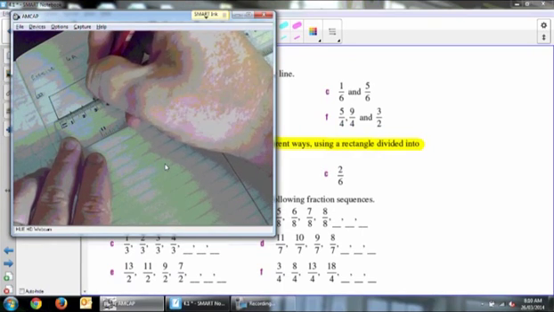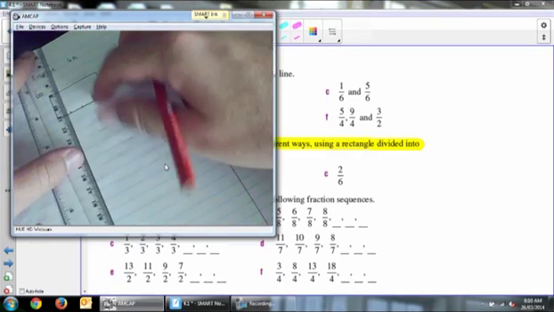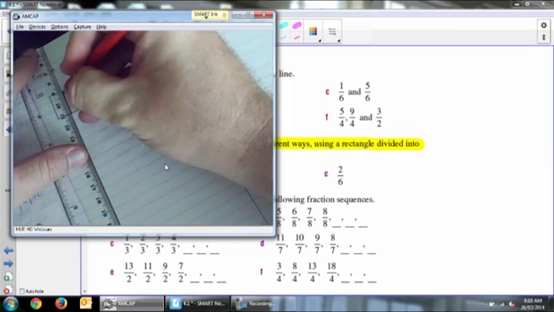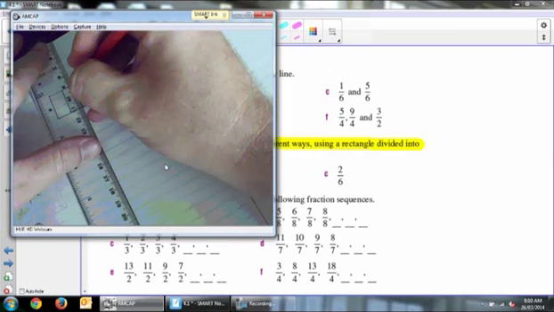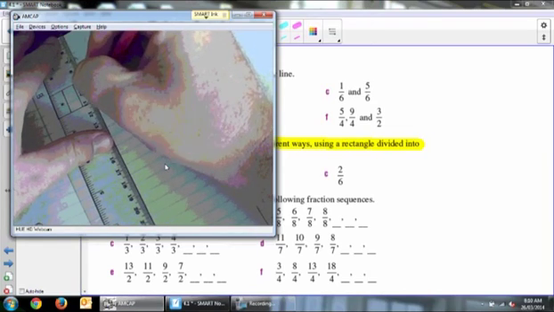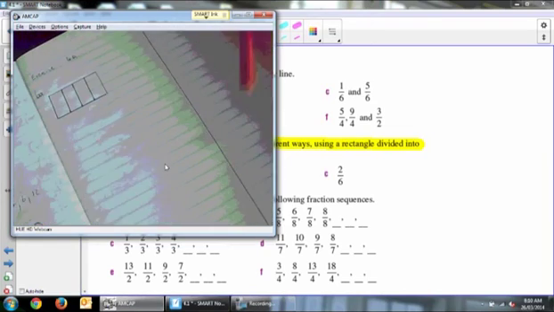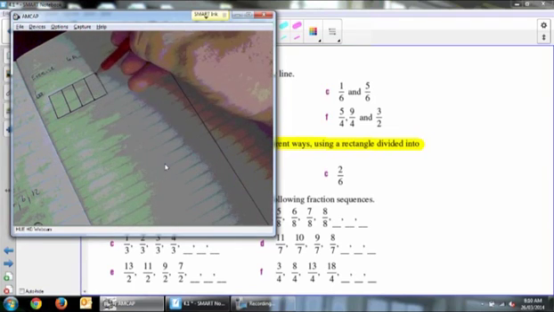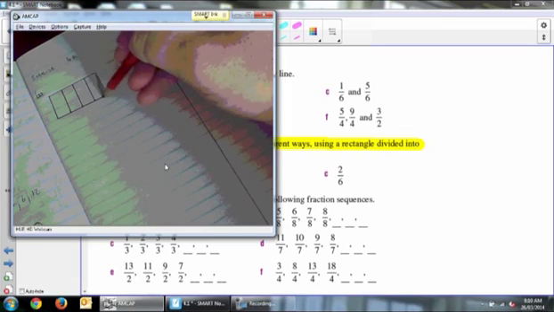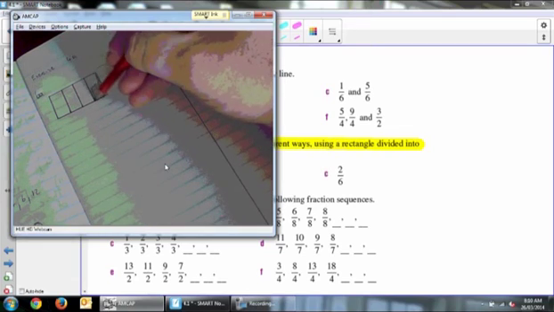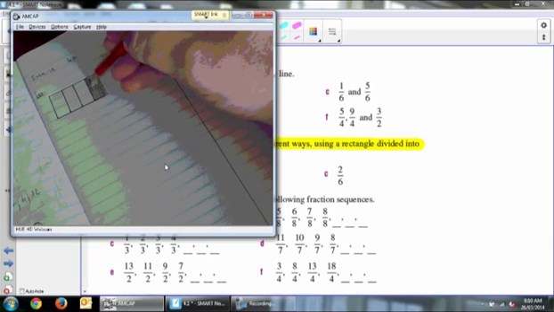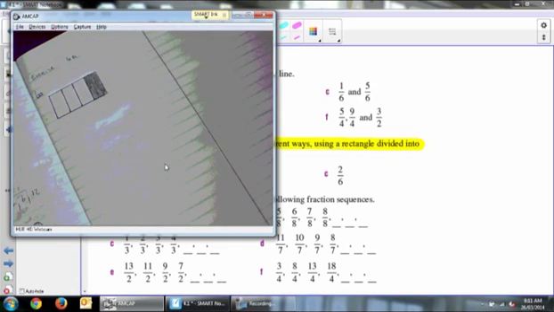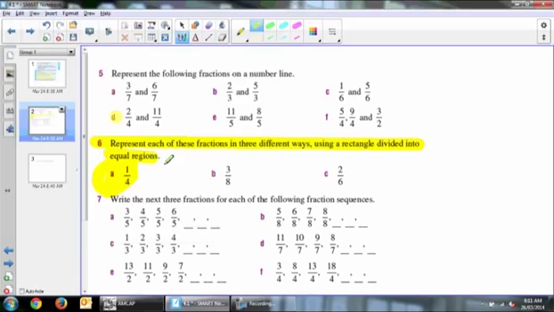I'm also going to draw in the other lines. Okay, so there I've got my rectangle. I've got 4 separate lines. I'm going to shade in 1/4 of it. Just like that. That's how I answer question 6. Alright, let's have a look at question 7.